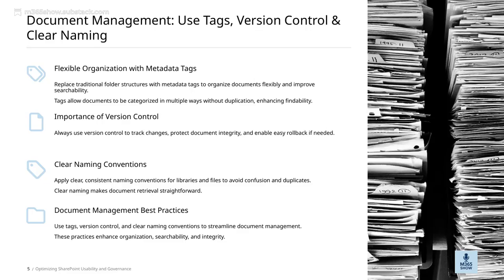Next, always using version control is crucial. It allows us to track changes, protect the integrity of our documents, and quickly revert to previous versions if needed. This keeps our content reliable and secure.